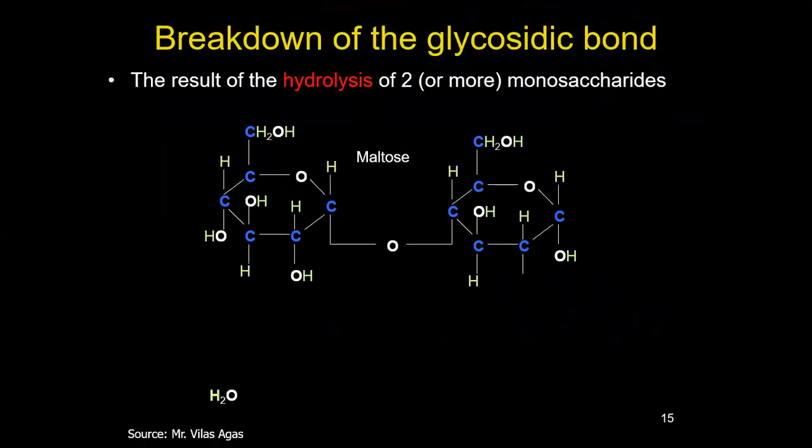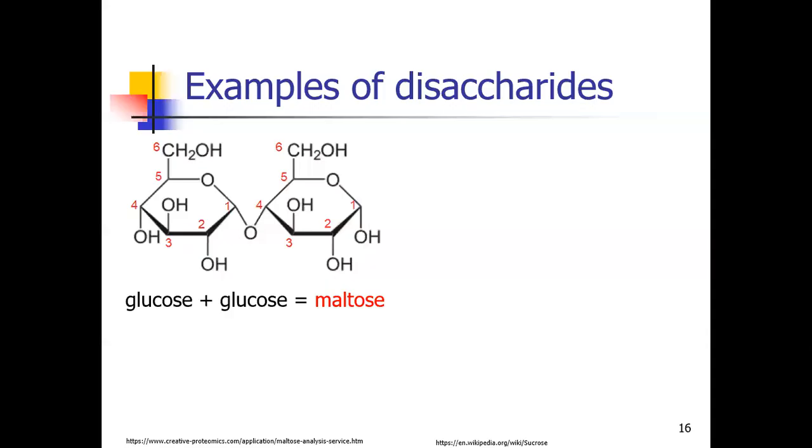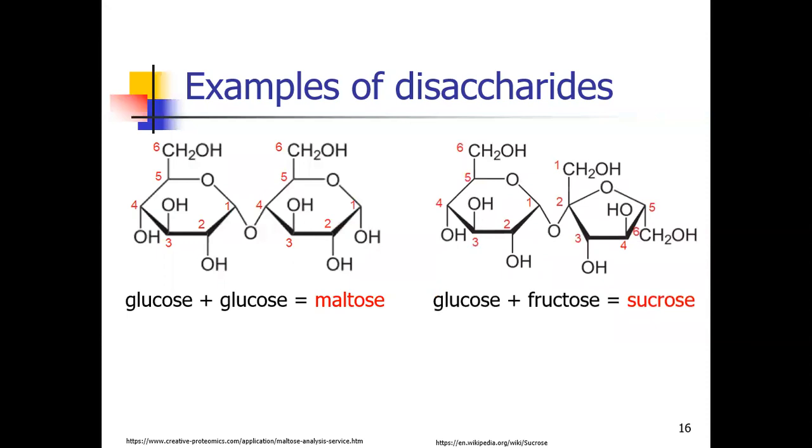Now let us look at maltose. Once maltose is formed, how do we hydrolyze it? First we cut it and we seal the wound using water. So this is hydrolysis to give you back the two alpha glucose molecules. Now these are examples of disaccharides. The first one, glucose plus glucose gives you maltose. The second one is glucose plus fructose, which gives you sucrose.